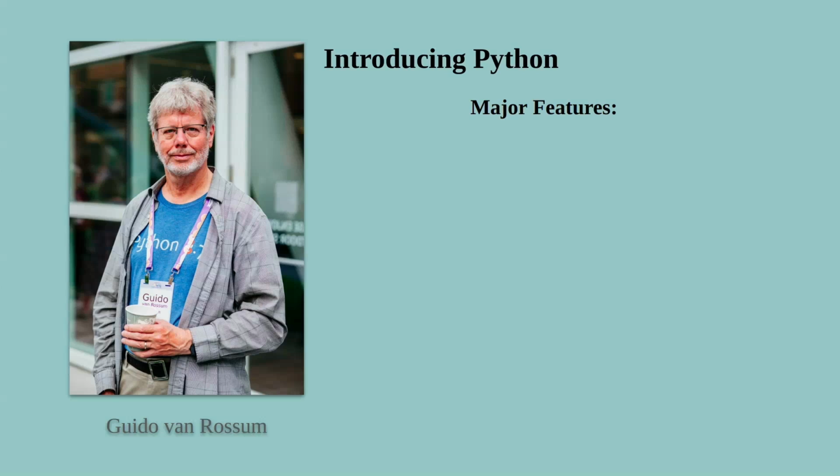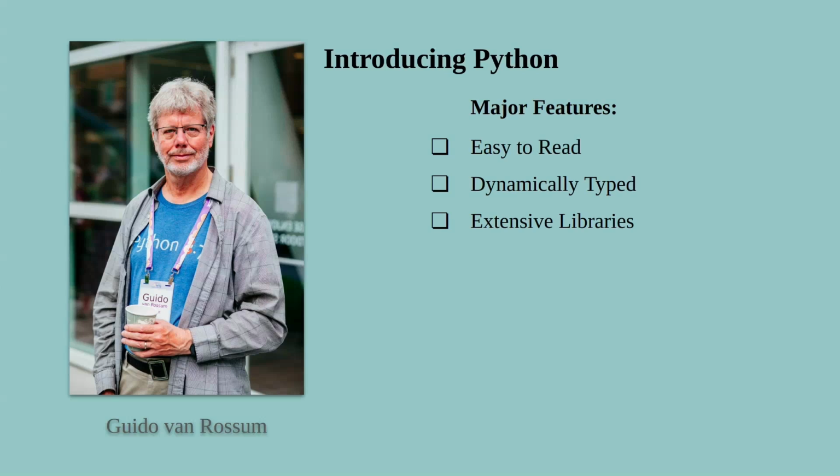It was designed with an emphasis on code readability and simplicity. Its major features include: easy to read. The statements in Python programs are not too difficult for a beginner to understand. Dynamically typed. We are able to use variables in Python without having to explicitly specify what kind of data they would carry. We can just write the variable name and assign the data to it, and Python will understand that. Extensive libraries. Python has a rich collection of built-in libraries for performing various tasks. Cross-platform. It can be run on all major operating systems.